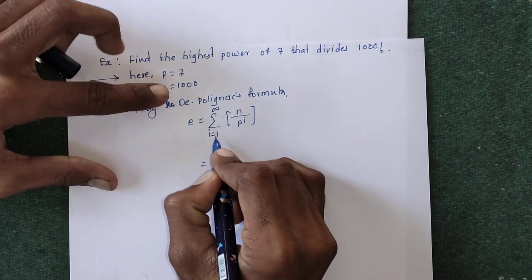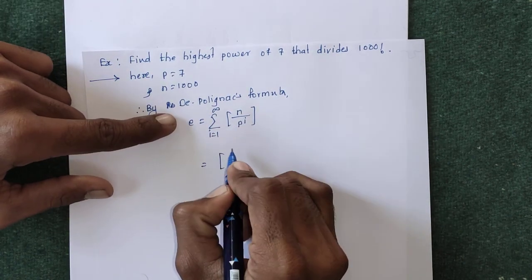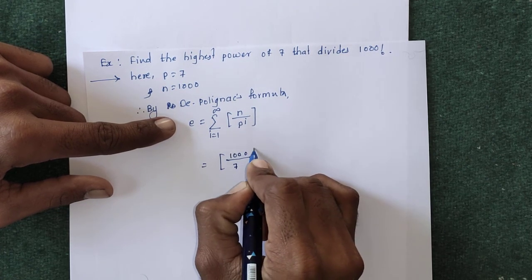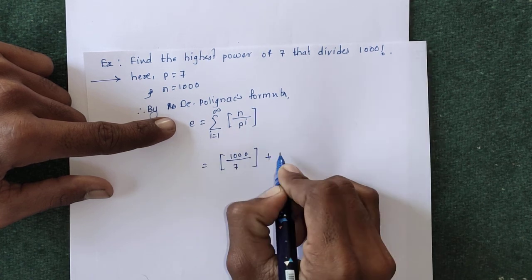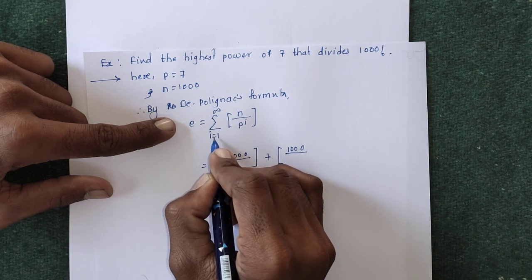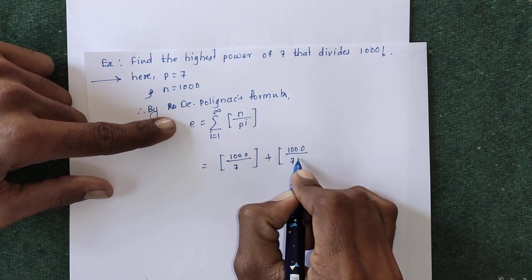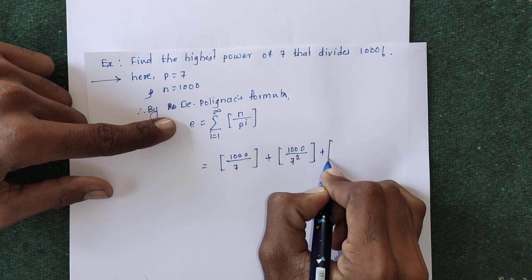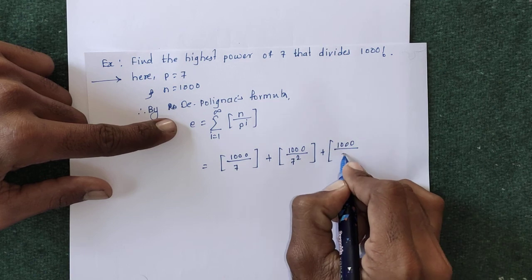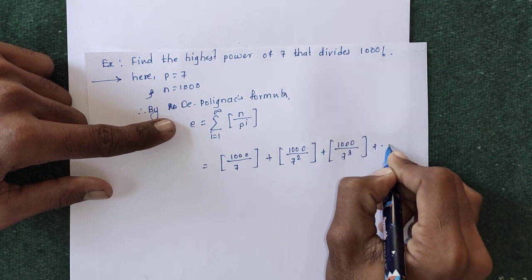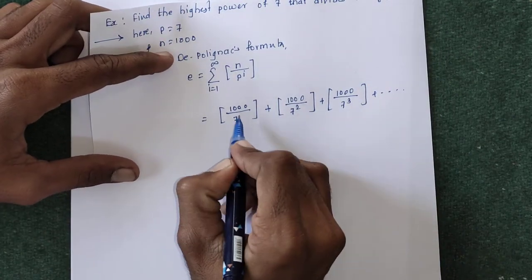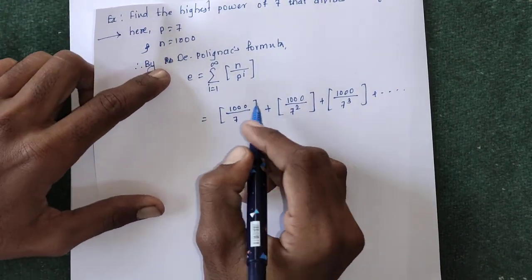So first of all, putting the value of n, p and I equal to 1, we get n is 1000, p is 7, I is equal to 1. So 1000 upon 7, plus again 1000 upon 7 square for I equal to 2, plus n upon p raised to I for I equal to 3, that is 7 cube, plus and so on. This I ranges from 1 to infinity.